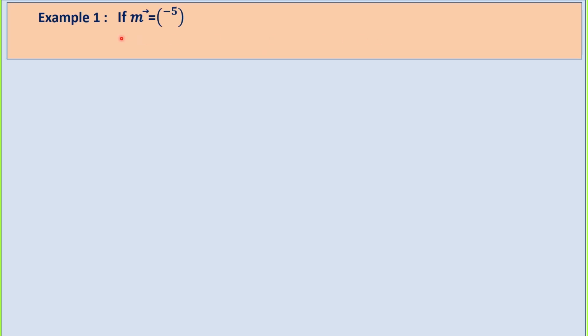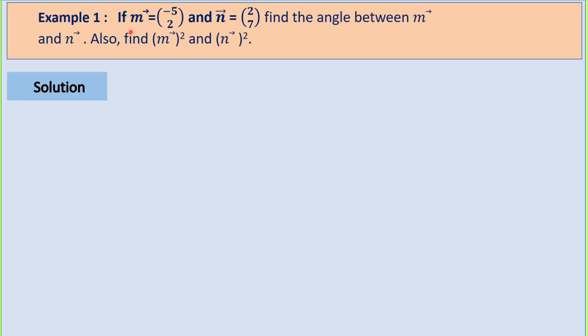Dear students, in this chapter we are learning some examples related to the scalar product of vectors. The first example is given here. Let vector m be equal to (-5, 2) and vector n be equal to (2, 7). Then we have to find the angle between vector m and vector n. Also, we have to find square of vector m and square of vector n.